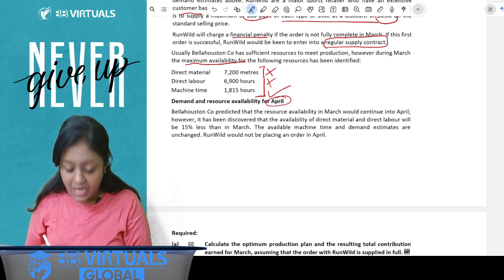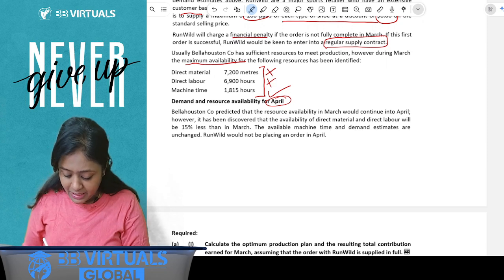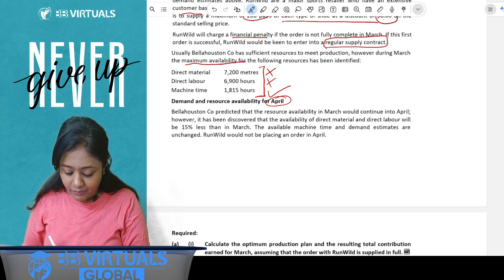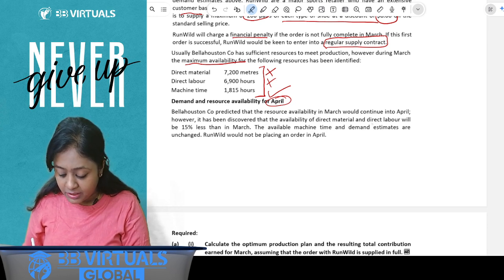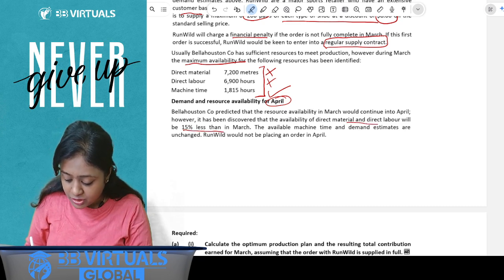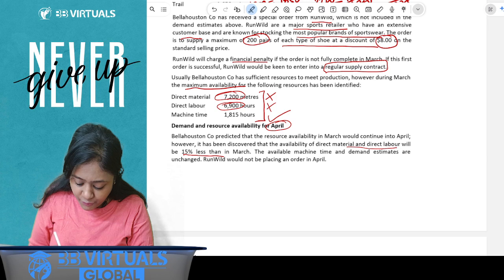Now this was for March, and now we are talking about April here. Bella Houston Company predicted that resource availability in March would continue into April. However, it has been discovered that the availability of direct material and direct labor will be 15% less than in March. So now these quantities you will reduce by 15%.